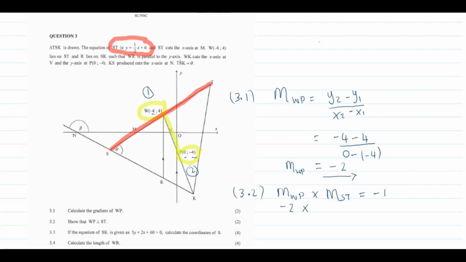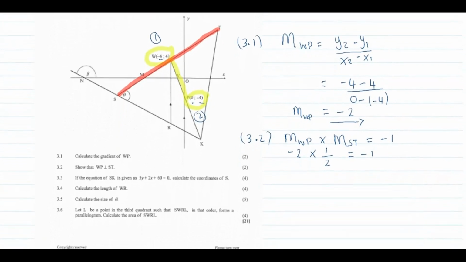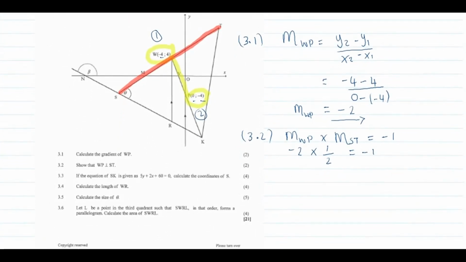And what is the gradient of ST? It's 1 over 2. So the gradient of ST is 1 over 2. Let's check if the product of these two numbers gives us negative 1. And it does in fact give us negative 1. Therefore, we can confirm that WP is in fact perpendicular to ST.